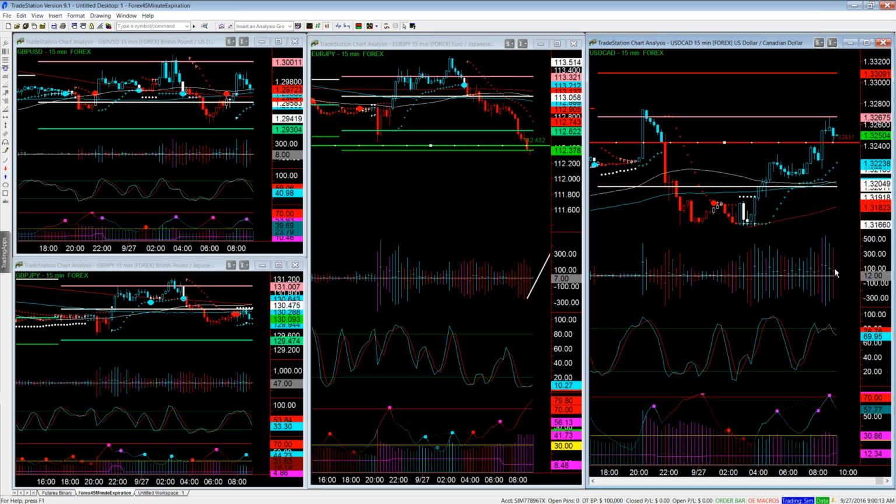And I really don't like that that bar closed above 0. The price bar did not confirm it at all because it closed more towards your low than to the high. I just don't like that bar. So, all right, I'm going to go take a break and I'll be right back.